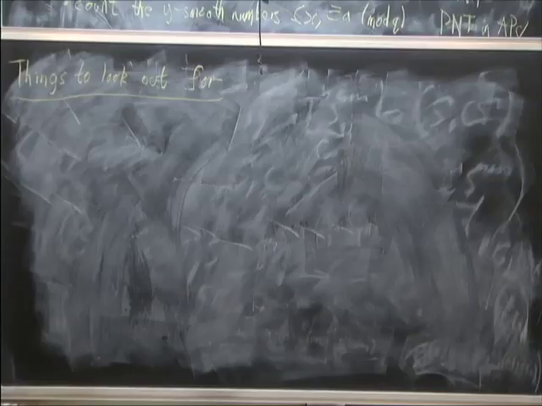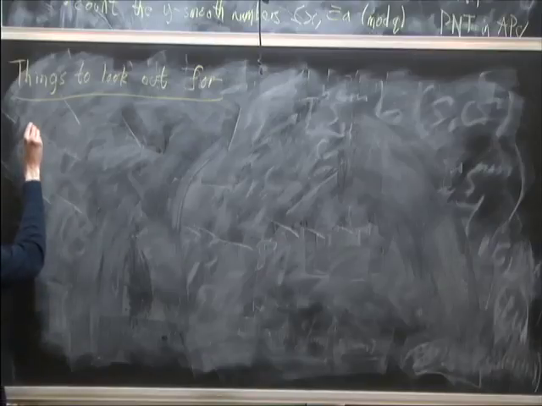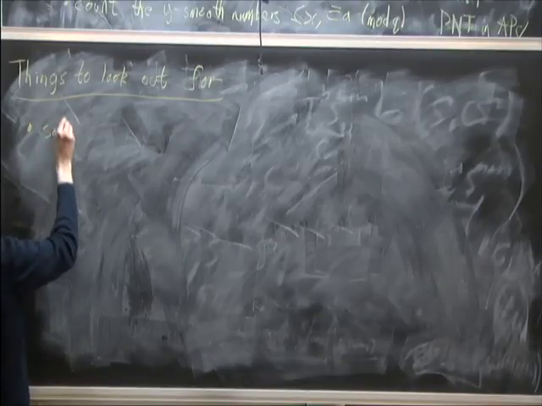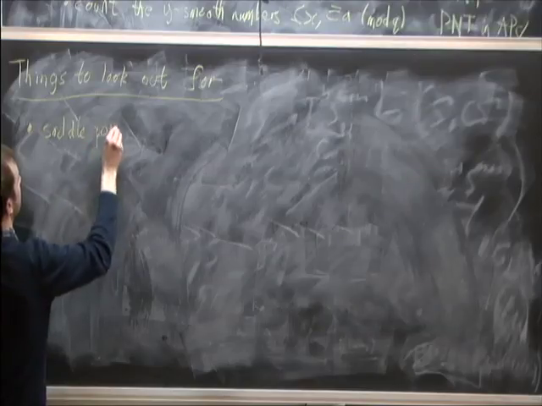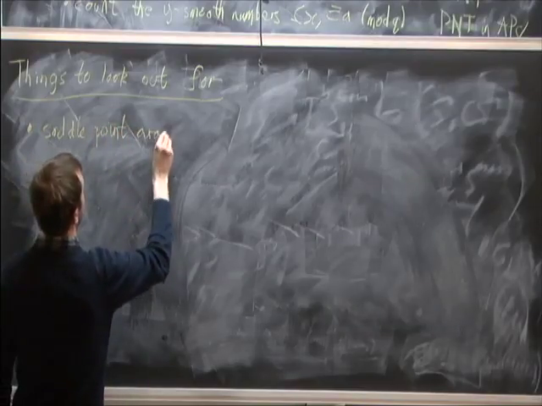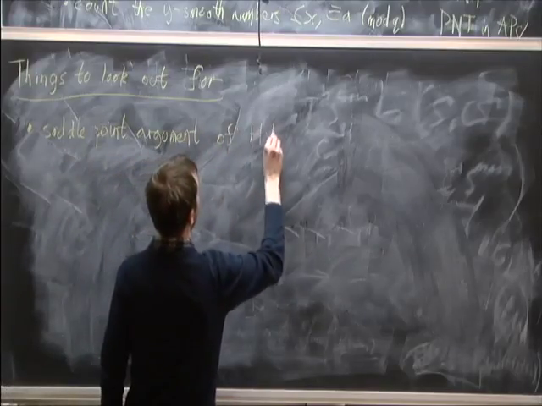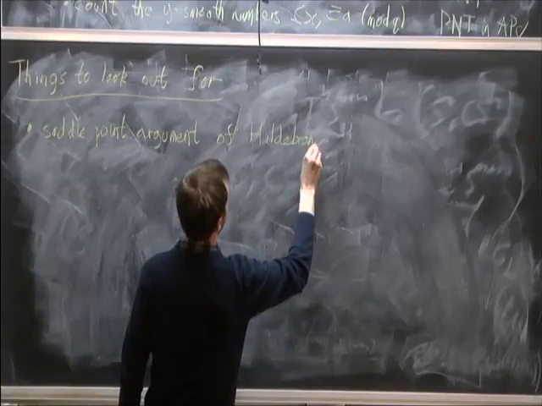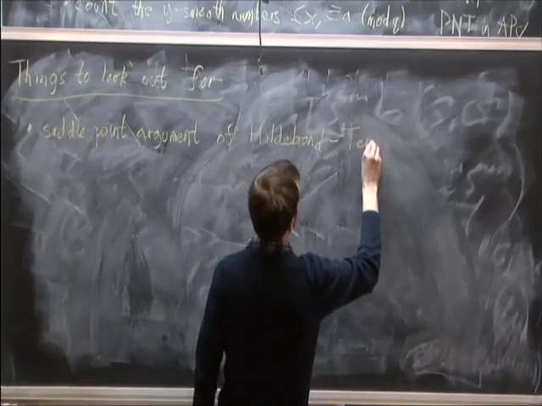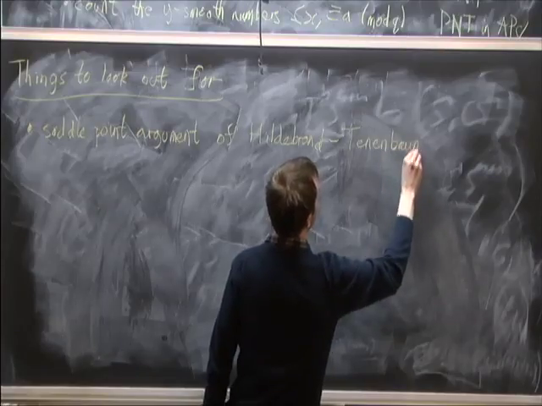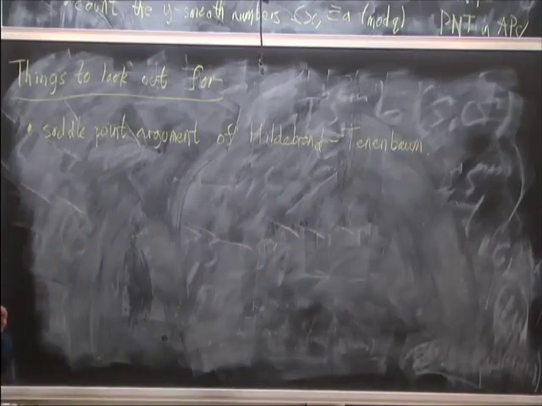So I'm just going to go through these things in order, but before I do that, I want to flag up some things that you should look out for in the course of the talk. So one is the saddle point argument of Hildebrand and Tenenbaum. This is something that they developed to count y-smooth numbers, and it's also very important to all the recent analytic work on the other problems that I wrote down.